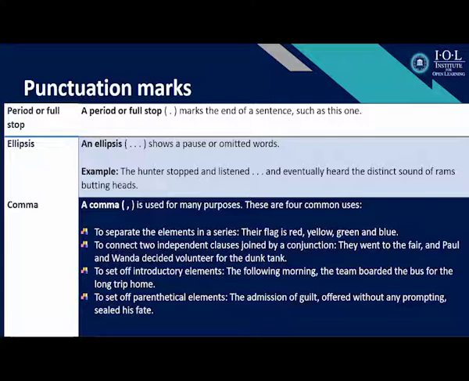Moving on, we're going to look at what we call the punctuation marks. It is very important that you know the different punctuation marks and their function when it comes to writing. We have the period or full stop, which marks the end of a sentence. We have an ellipsis, which shows a pause or omitted words. We also have a comma, which is used for many purposes. These 4 common uses can be to separate elements in a series, to connect two independent clauses joined by a conjunction, to set off introductory elements, and to set off parenthetical elements.